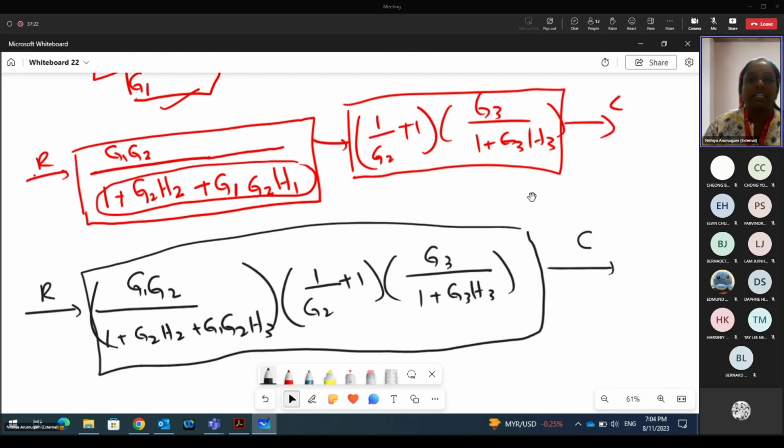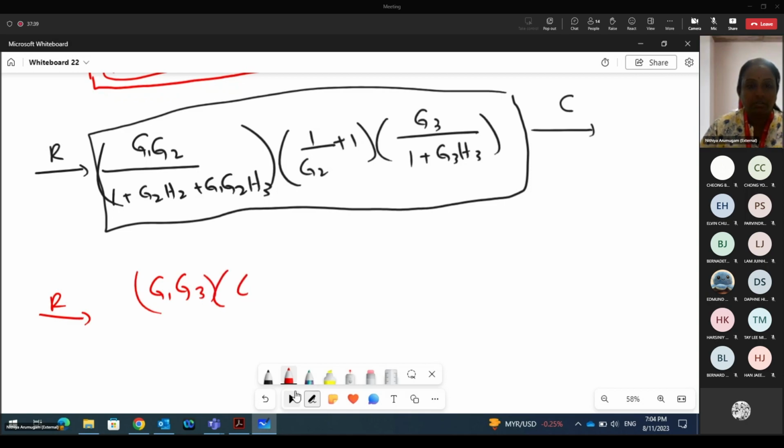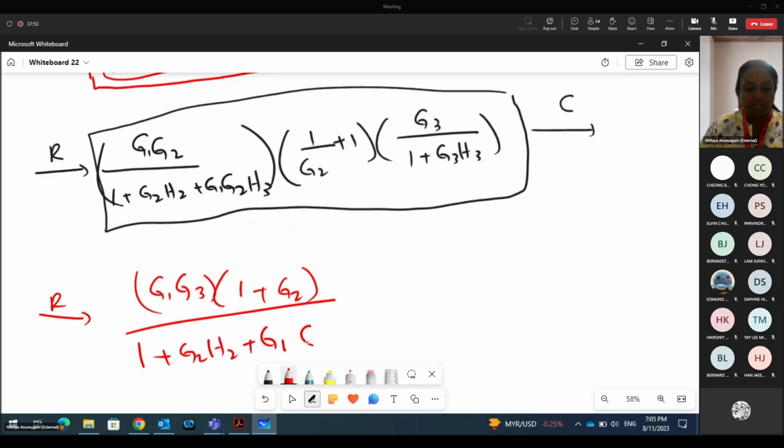Output C. This entire expression can be simplified some more. So the simplification will be R, G1, G3, 1 plus G2, H2 plus G1, G2, H1. You try and see, definitely you will get to this.